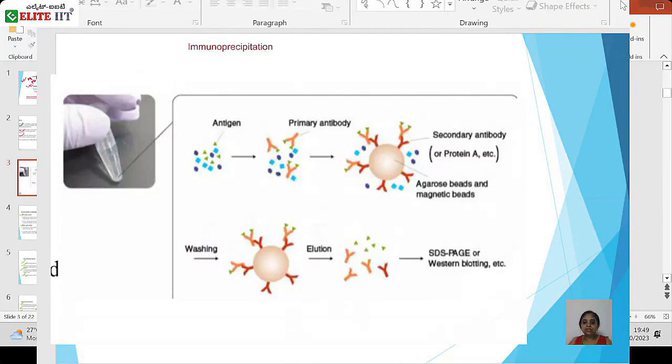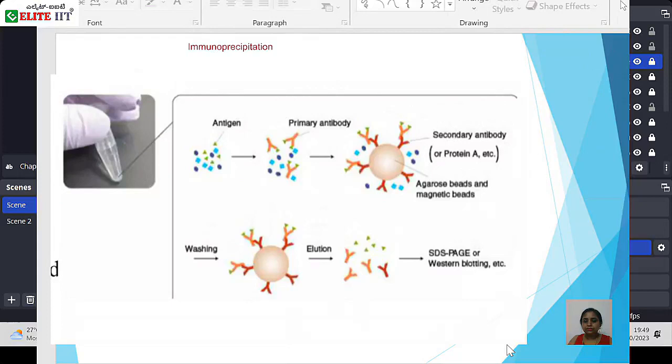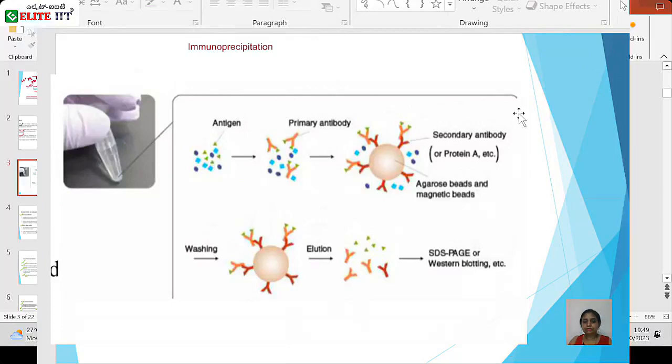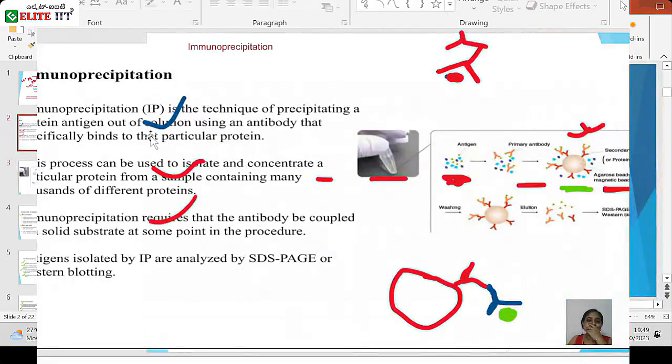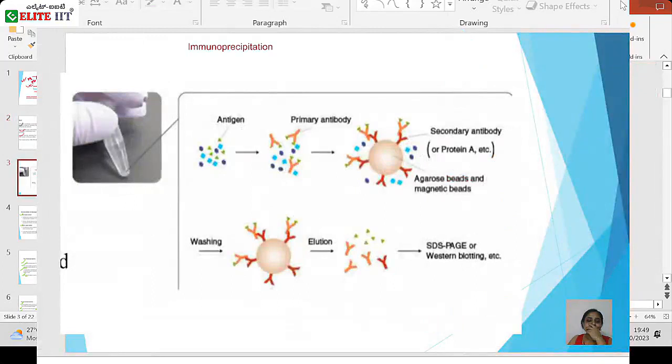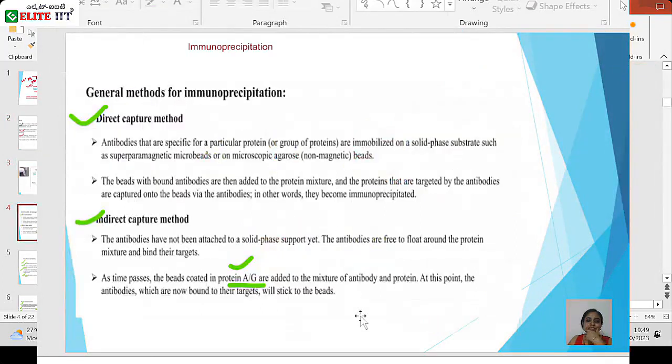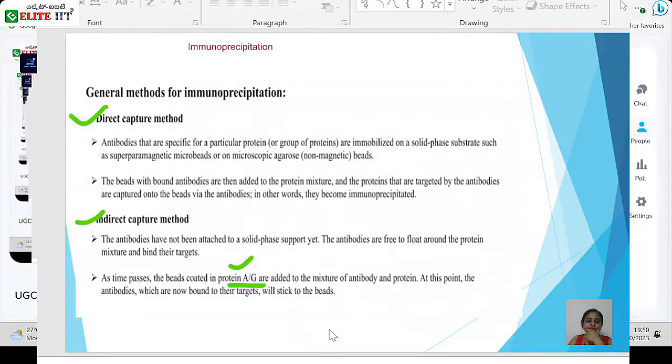Now is it visible? Hello? No, ma'am, it's frozen. This is also frozen. Now, yes, still frozen on slide 2 and there is no movement. Even your video is frozen.